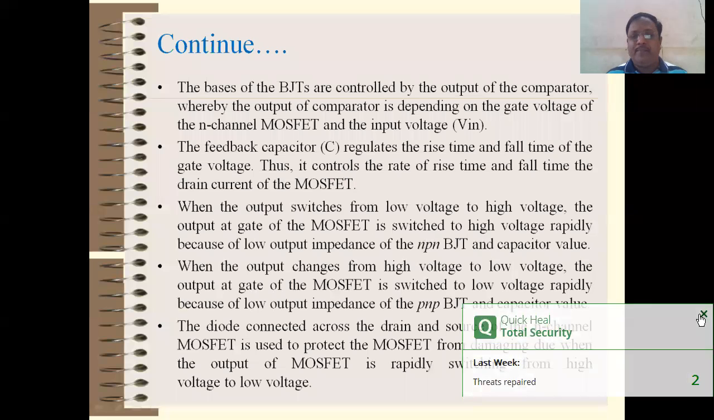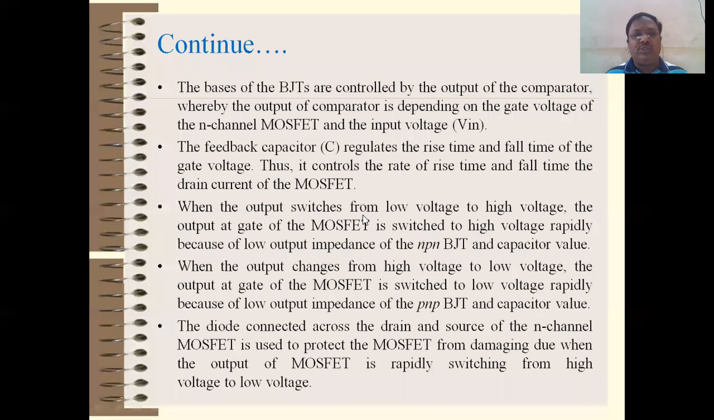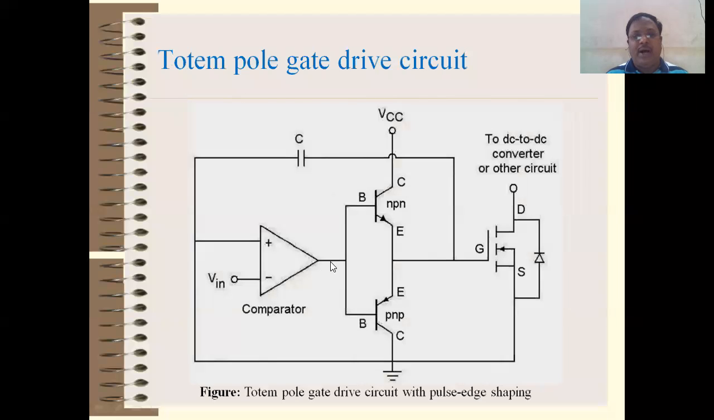Okay, then when the output switches from low voltage to high voltage, the output at the gate of the MOSFET is switched to high voltage rapidly because of the low output impedance of the NPN transistor and the capacitor value. See, what is the meaning of that? The output of the comparator switches from low to high. It is in open circuit configuration, or you can say open loop configuration.